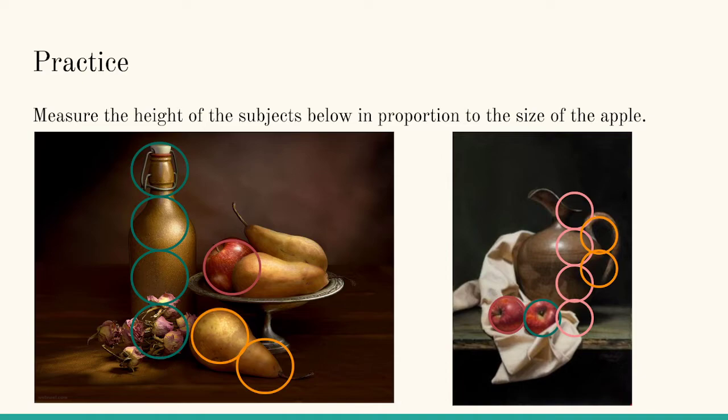These pears are about double the length of the apple, so it's 1 apple end to end the length, and they're all pretty much like that. They're all very similar, but you can measure all of them if you wanted to.